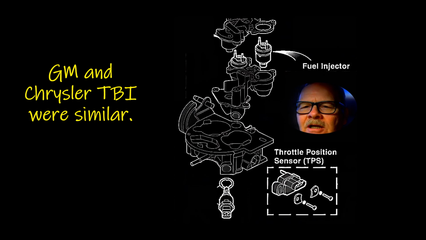All right, now GM and Chrysler TBI were similar, throttle body injection. Ford had some throttle body stuff. The GM TBI ran on about 12 pounds of fuel pressure. And if you've got one of those and it feels like a catalytic converter stopped up, you need to check the fuel filter, because a clogged fuel filter on one of these old 12 psi TBI systems will feel like the exhaust is stopped up. So check that first before you go after the exhaust on one of those.